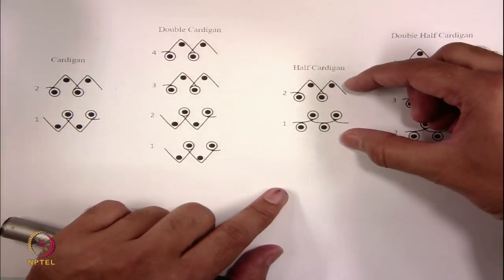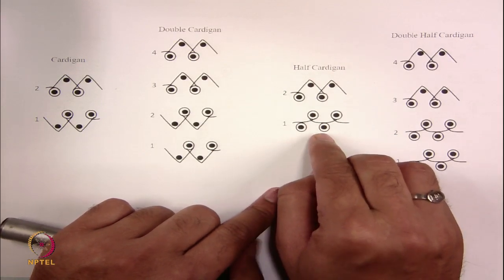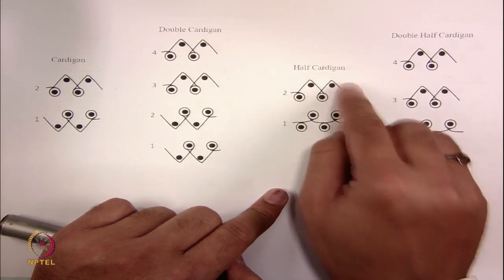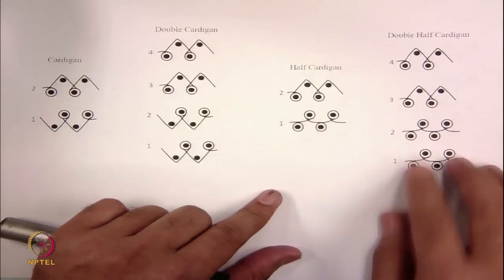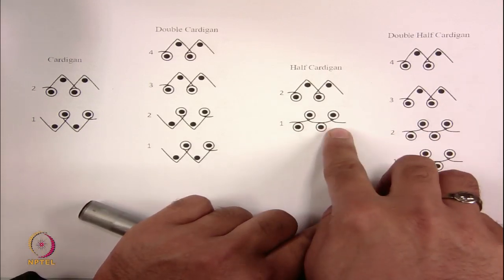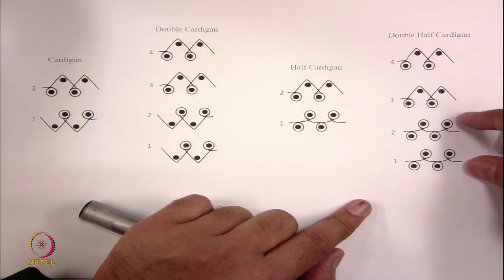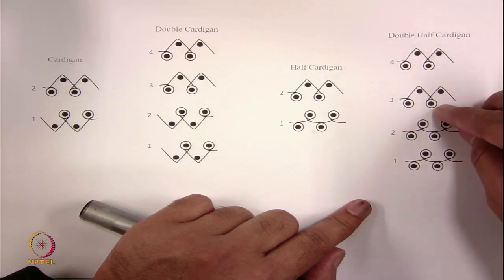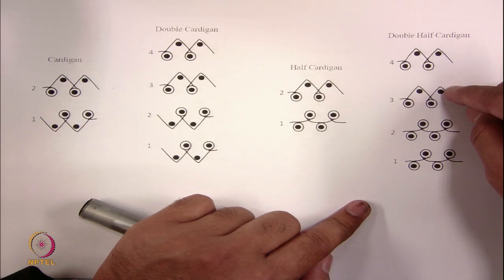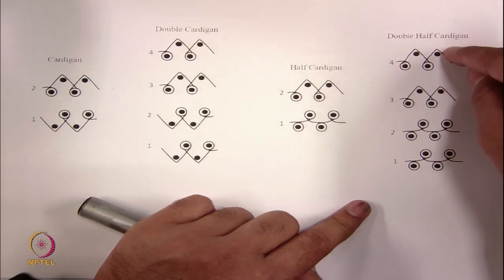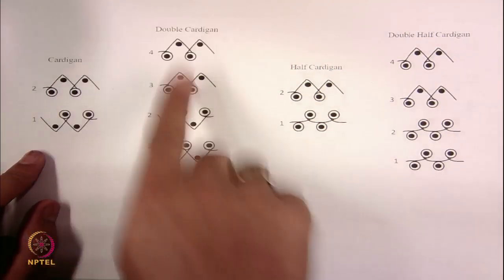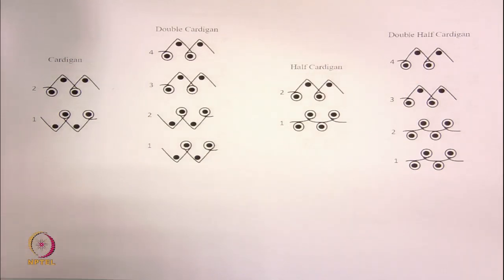In half cardigan, we have already seen the front is making loops in both the courses, back is making loop and tuck in alternating courses. So this is half cardigan. Double half cardigan, again if we repeat each of the courses two times, it becomes double half cardigan. So this is two courses simultaneously where both beds are making loops. Here front bed is making loop, back is making tuck. Here front is making loop, back is making tuck. So these are four designs: cardigan, double cardigan, half cardigan and double half cardigan.